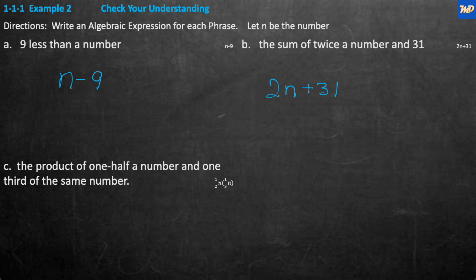Okay, C, the product. This is multiplication. The product of 1/2 of a number and 1/3 of that same number. And that number is n. We talked about n's, right? So it's half of the number, so 1/2 n times, parentheses means times, 1/3 n. And you could have written that a number of ways. You could have put parentheses around both of them. That's probably the safest way to do it. Okay?